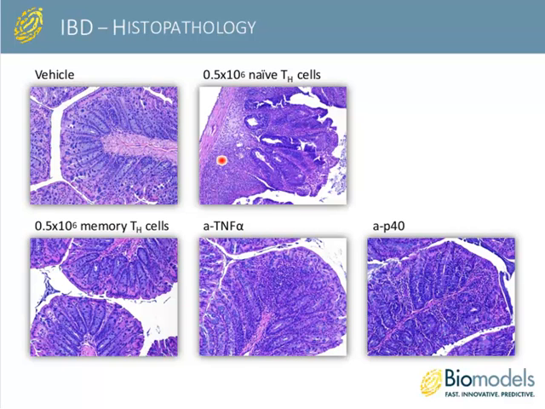So, looking at the histology, this is the disease-free mouse. This all looks very healthy. This is the mouse that got the 500,000 naive T cells. There's a lot of inflammation and a lot of tissue destruction here. If you look at these three slides, this is the memory positive control, and these are the anti-TNF and anti-p40.